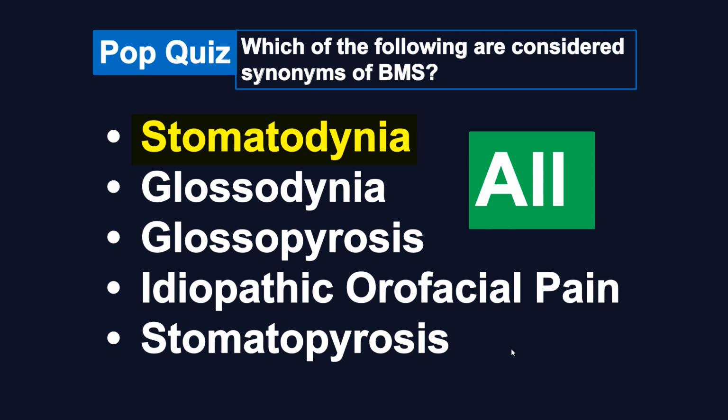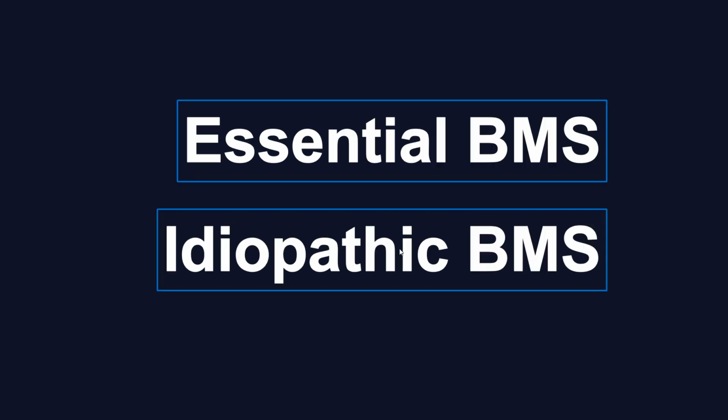Stomatodynia means painful mouth. Glossodynia means painful tongue. Glossopyrosis, well, first of all, pyrosis in and of itself means heartburn, but then glossopyrosis will mean burning tongue, and then stomatopyrosis will also mean burning mouth. Idiopathic orofacial pain is self-explanatory, meaning unknown cause of orofacial pain. Now, other terms that you may come across in the literature are essential burning mouth syndrome and idiopathic burning mouth syndrome. They are all synonyms for primary burning mouth syndrome.